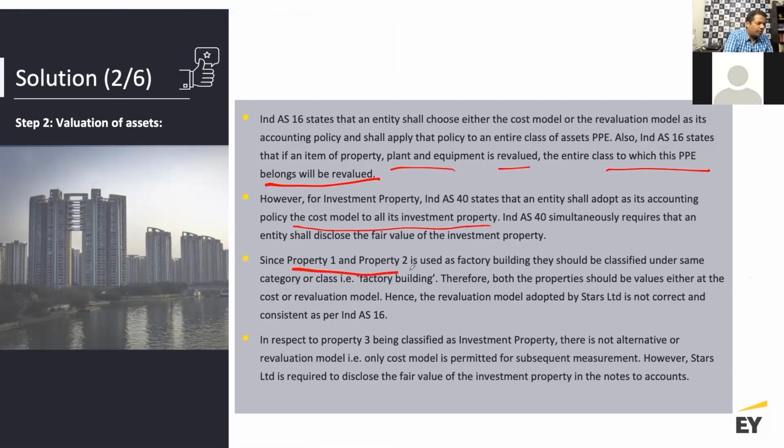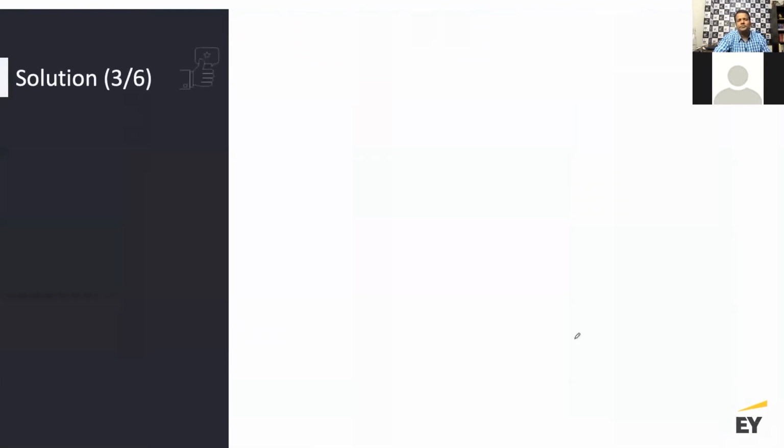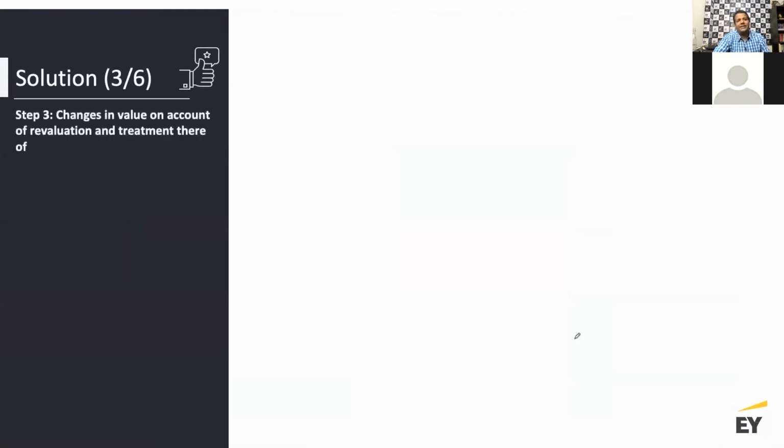Since property 1 and property 2 are used as factory buildings, they should be classified in the same category, and both properties should be valued either under the cost model or the revaluation model. For property 3, the investment property, there is no alternative here. You can only use the cost model, and there is a mandatory requirement to make fair value disclosures for investment property, whereas fair value disclosure is not mandatory for properties accounted for under Ind AS 16.